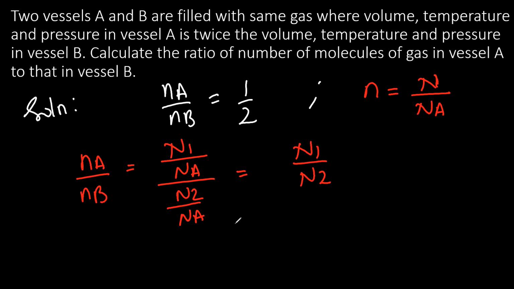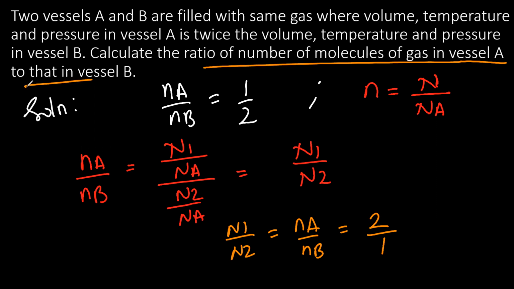So I can write N1 upon N2 is the same as na upon nb, and that is 2 by 1. So the ratio of the number of molecules of gas in A and B is 2:1. This is the answer. Sure. So this is the first question. Simple enough. Let's go for the second one.